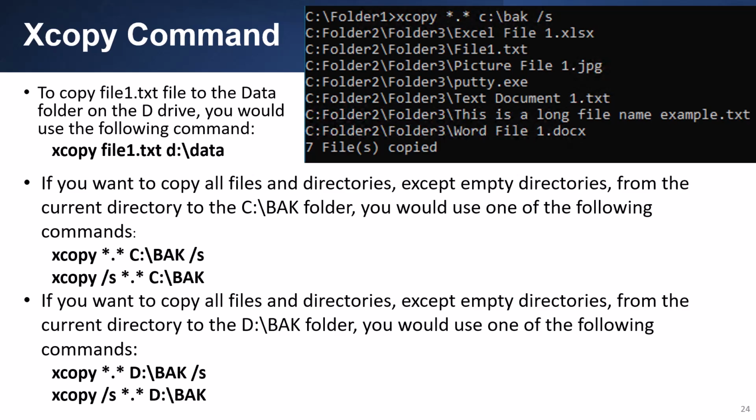D:\back /s or xcopy /s D:\back. If you want to copy all files and directories except empty directories from the current directory to the D:\back\back folder, you would use one of the following commands: xcopy D:\back\back /s or xcopy /s D:\back\back.